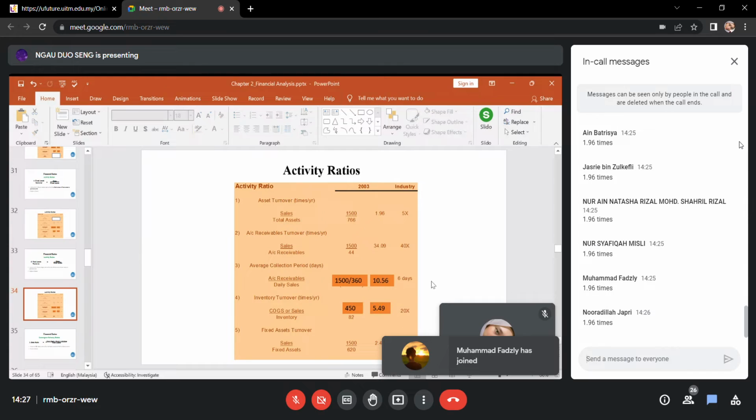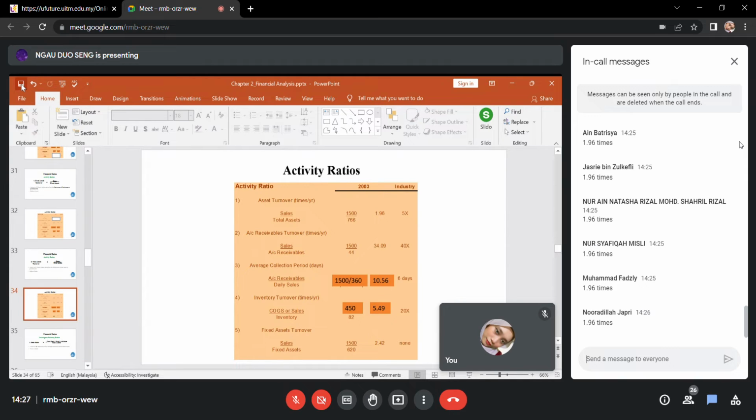Those who want to copy, you can just copy. For activity ratio, remember in the assignment, if you need to do activity ratio, there are 5 under activity ratio: asset turnover, account receivable turnover, average collection period, inventory turnover, and fixed asset turnover.